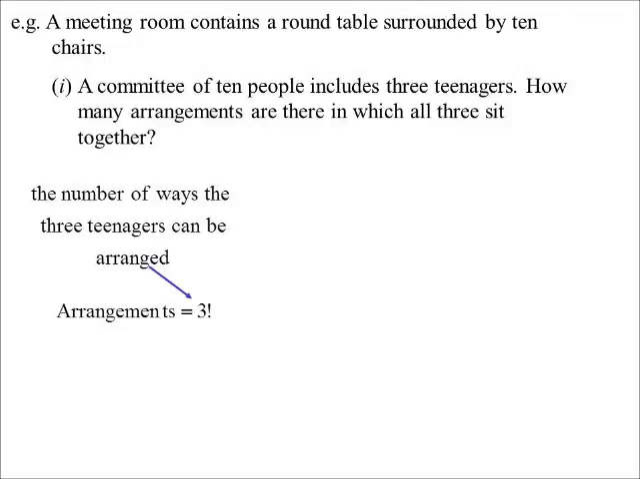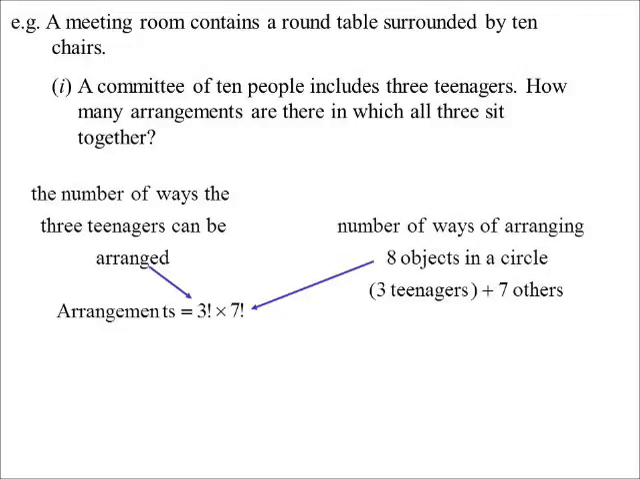But now, instead of 10 objects, we have our group of 3 plus another 7. So we have 8 objects all up. But we're going to arrange it in a circle, not a line. So it's times 7 factorial. 8 objects in a line, 8 factorial. 8 objects in a circle, 7 factorial. And so that gives us 30,240.